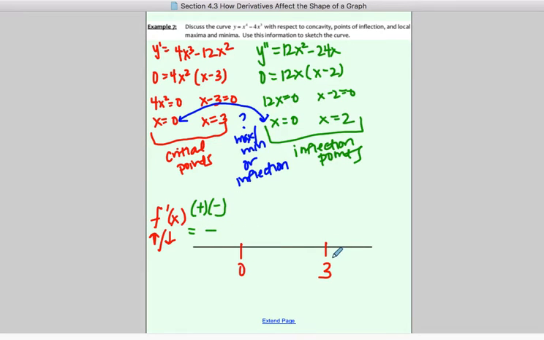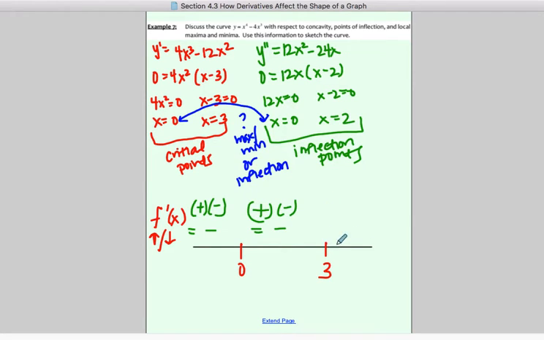Then from 0 to 3, I'm going to plug in 2. 2 squared is 4. 4 times 4 is a positive. 2 minus 3 is a negative. So my overall answer is negative. Now I'm seeing negative, negative. What did that mean in terms of the first derivative? It meant I was decreasing and then I continued to decrease. So that tells me there is no max or min here. Since there's not, I'm leaning towards an inflection point. But we will continue on and find out.